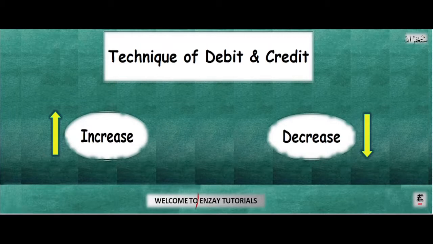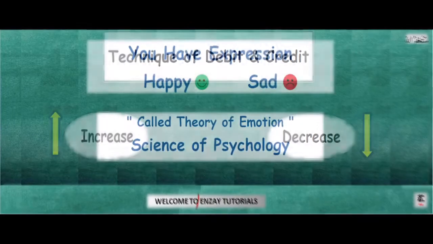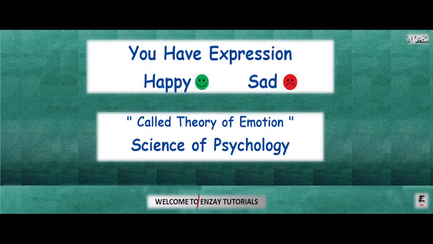The concept of debit and credit can also be explained with two simple examples. The first example is you have expressions happy and sad. When you have an increase in excitement, it is happy, and when there is a decrease in excitement, it is sad. It is called the theory of emotion according to the science of psychology.